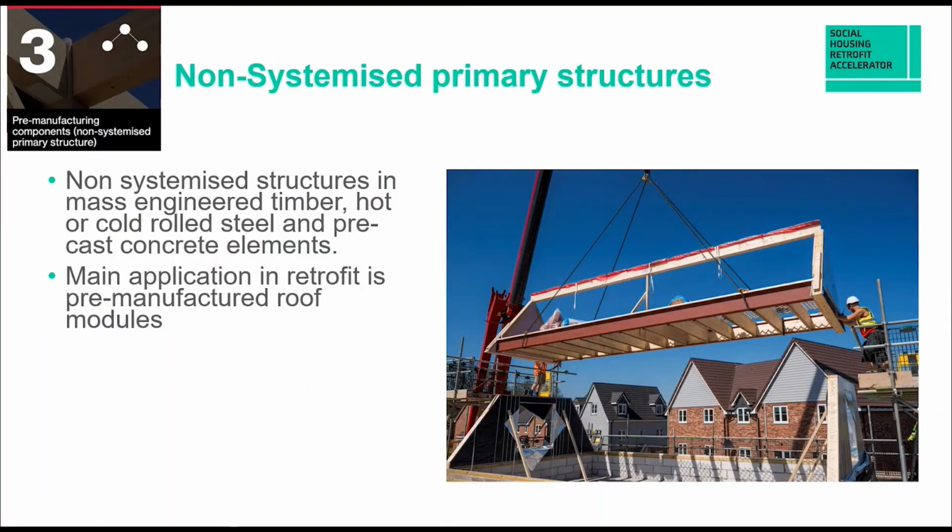Category 3. These are non-systemised structures in mass engineered timber, hot or cold rolled steel and precast concrete elements. Applications tend to be in the new build, for elements like load-bearing columns, walls, staircases, slabs, ring beams and pile caps. The main application in retrofit, that I know of at least, is pre-manufactured roof modules. This example shown is a new building, but this approach could be utilised for retrofit, particularly where the roof is in very bad condition and a whole new roof needs to be specified.